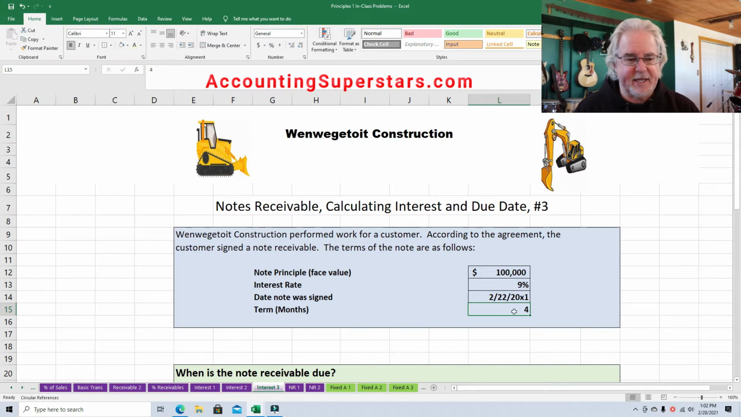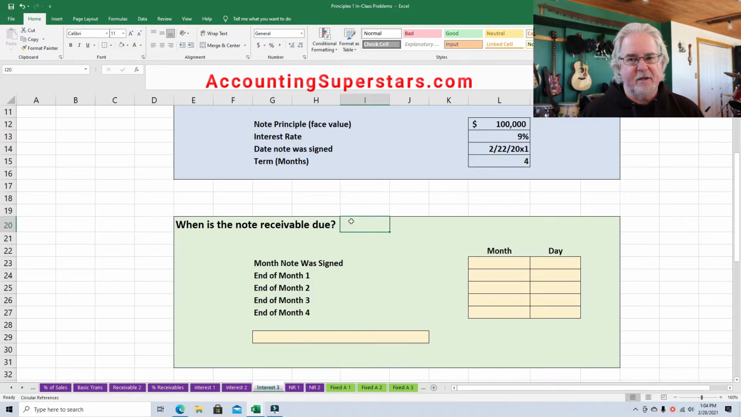Now, the trick is to get these 4 months on an annual basis. You see, the interest rate of 9% is on an annual basis. So if we can get that interest rate and the number of months on an annual basis, easy. Figuring out the due date is actually pretty easy when it comes to months. All you have to do is say, well, what month was it signed? It was signed on February 22nd.